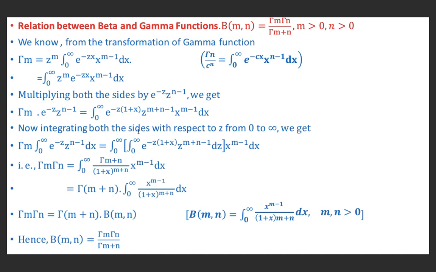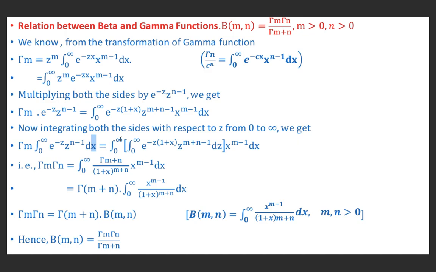Now integrating both sides with respect to z and taking the limits from 0 to infinity, we get gamma m. We are integrating with respect to z, so this is constant. So we may write it outside the integral sign: integral from 0 to infinity e raised to power minus z, z raised to power n minus 1, and this will be dz because we are integrating with respect to z.